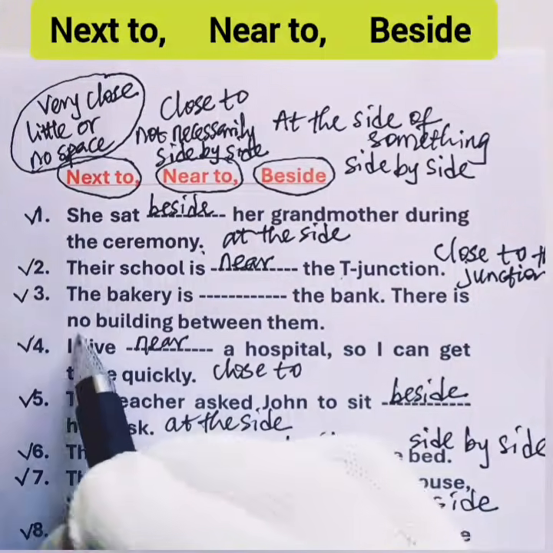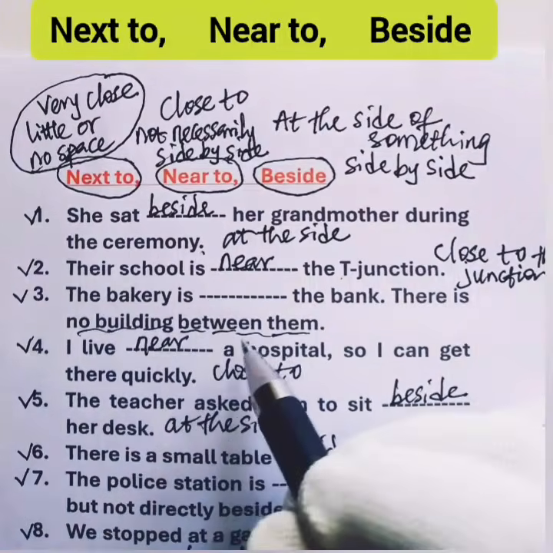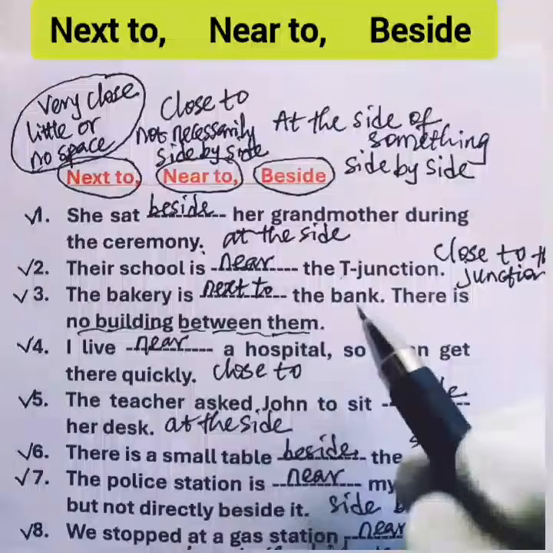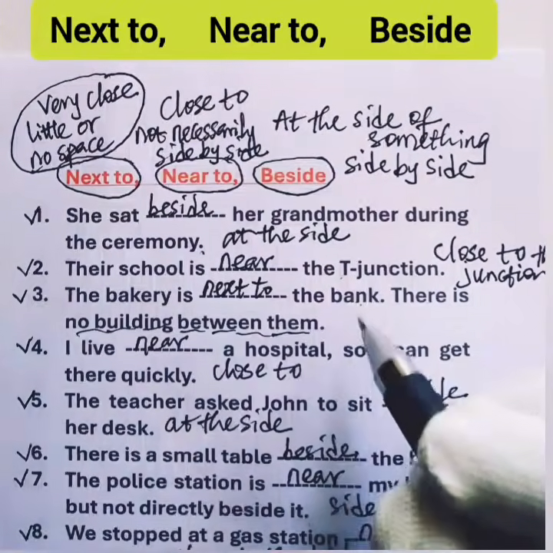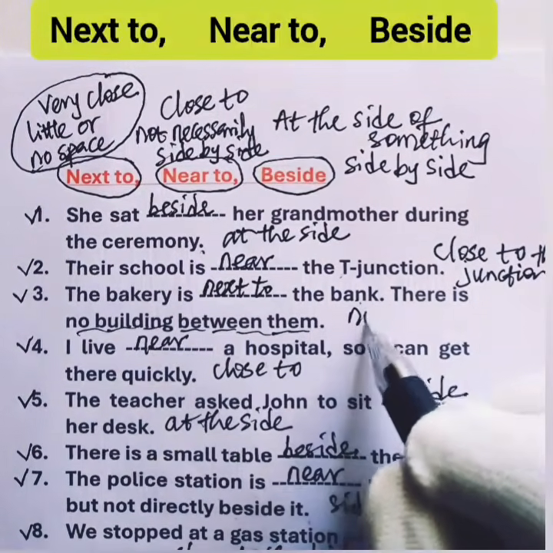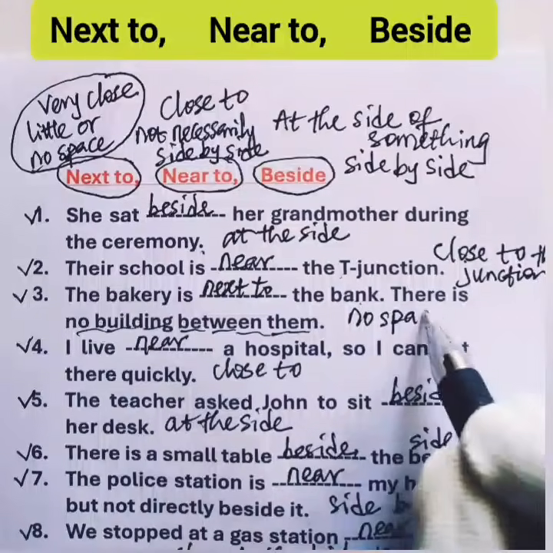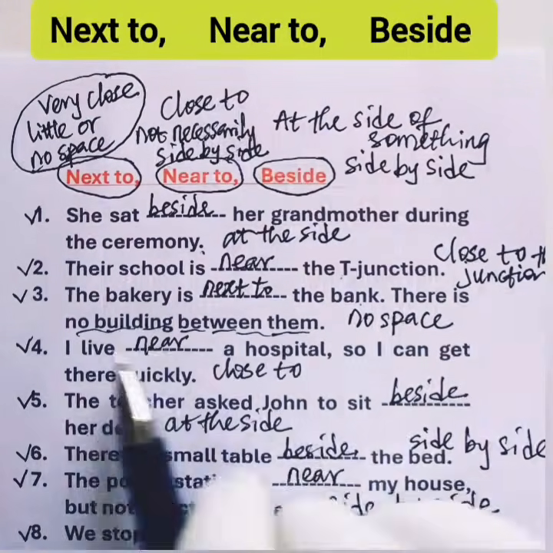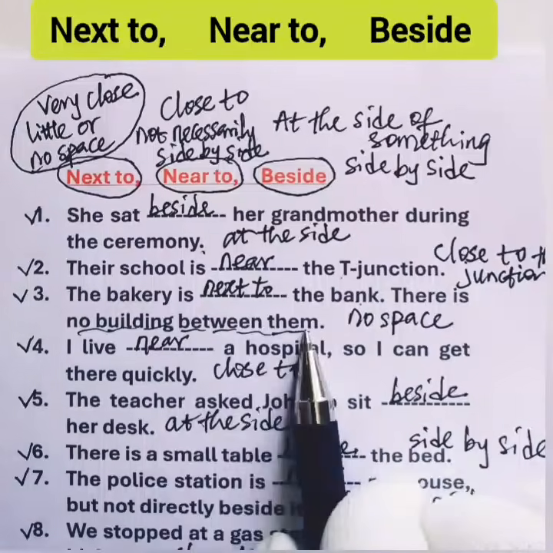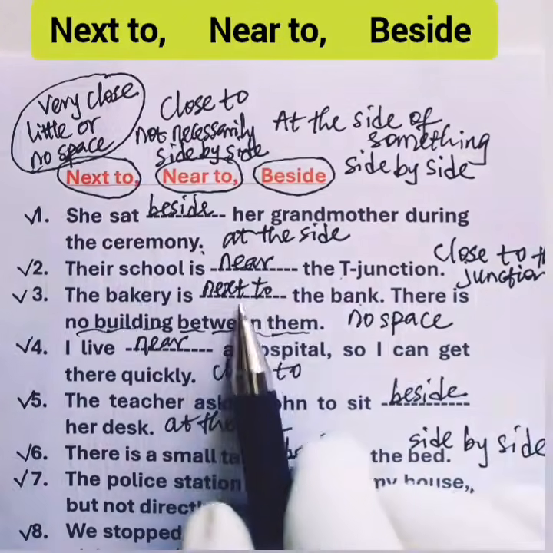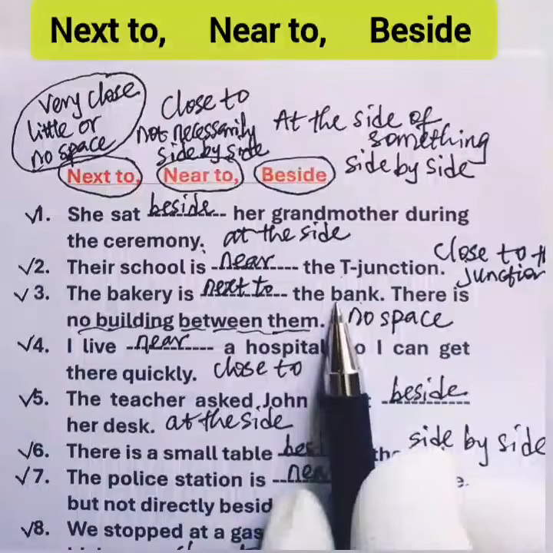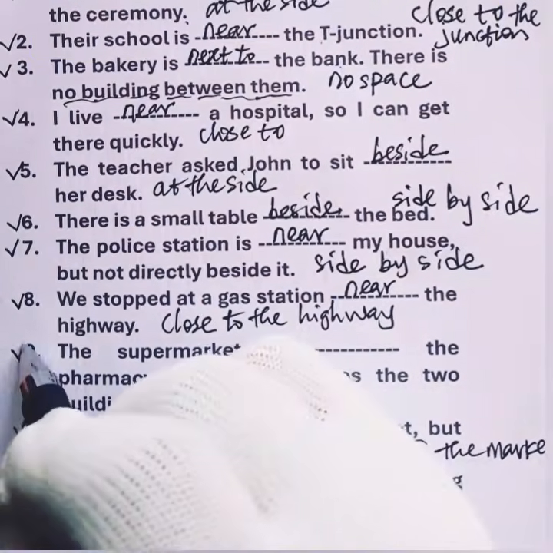You can see this part of the sentence. That means the bakery is next to the bank. They are very close with no space in between them. So next to gives a perfect description since there is no building between them. You can also use beside in this sentence and it will be perfect as well, okay? Our next example is 9.